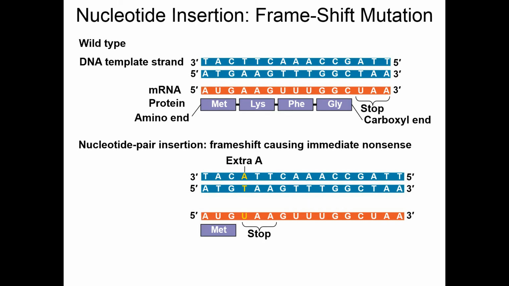Looking at insertions and deletions. Let's say that here you insert an adenine. Well, that means that here in the RNA you'll have a uracil. So now instead of AAG for lysine, you have UAA, which is a stop codon. So again, you produce a shortened protein.